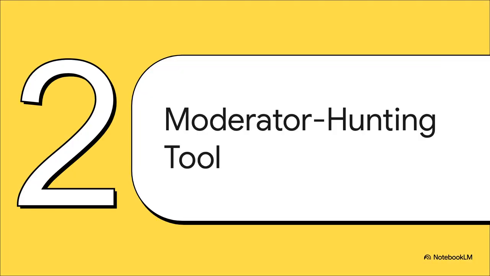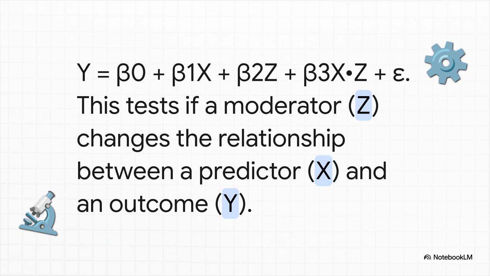All right, so to find these super important moderators, scientists don't just guess. They've got a very specific, high-powered tool that they use, a statistical machine that's built for exactly this kind of detective work. That tool is called moderated multiple regression, or MMR for short. Now, don't let the math on the screen scare you. Just think of this equation as the machine that scientists use to see if a moderator, which we're calling Z, is changing the link between a cause, X, and an outcome, Y. For a long time, this has been the go-to method for hunting down those dimmer switch effects.